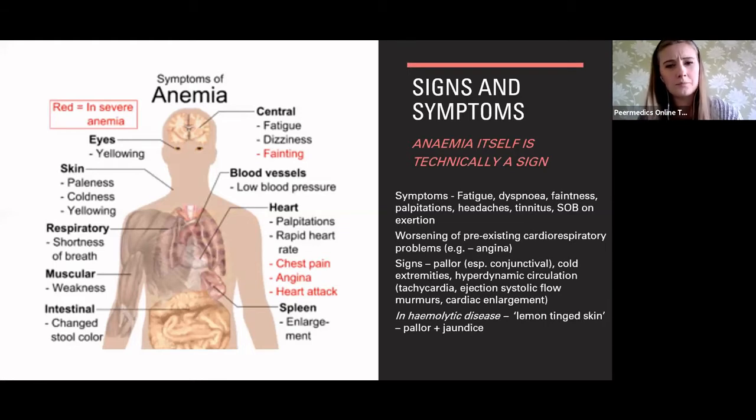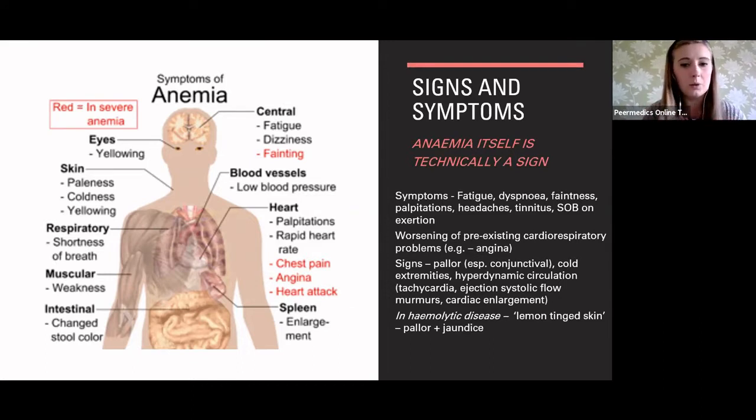Having low blood pressure can be one as well, because it tends to occur concomitantly with hypovolemia in a lot of cases. And anyone that's got a pre-existing cardiorespiratory problem, so someone who's already got acute coronary syndrome, angina and things like that can get worse, or they can get flow murmurs and things like that.